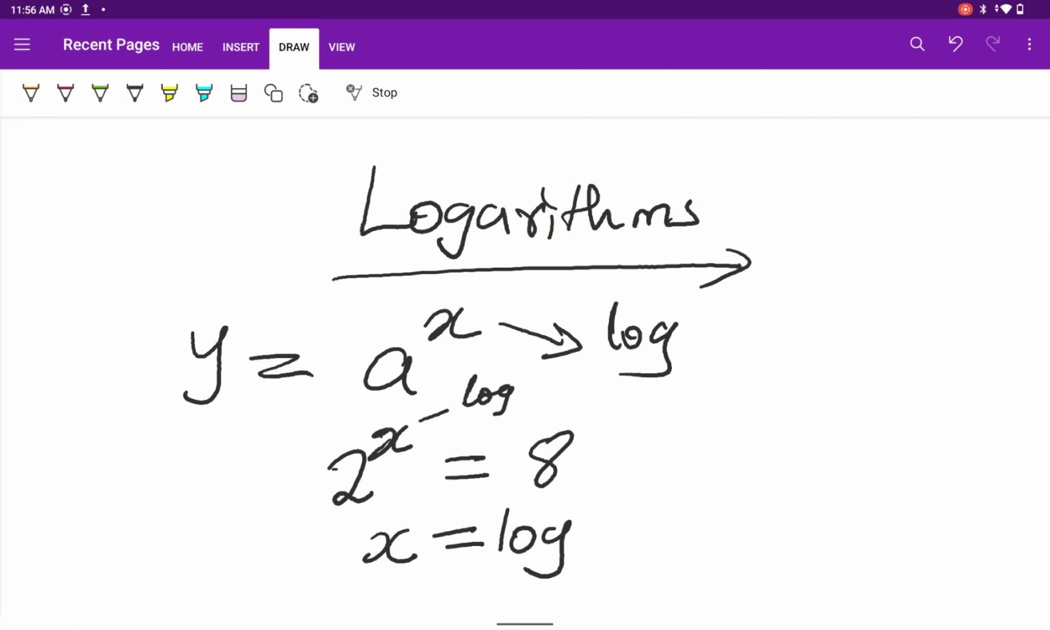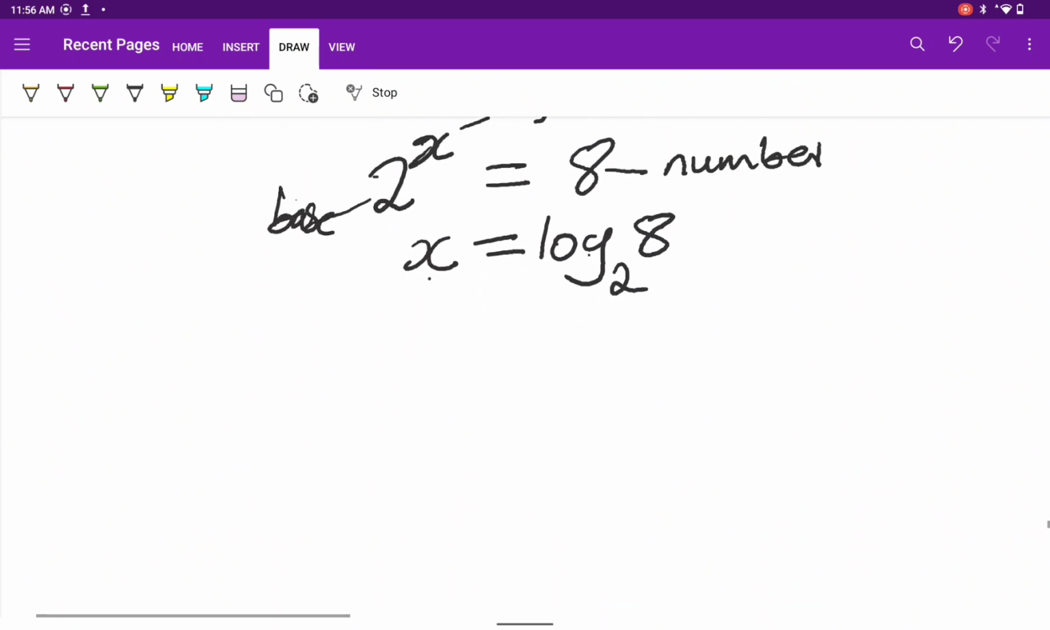If you look at this, our 2 is the base, and this 8 is the number. So the exponent is the logarithm. We say x is a log, the number is 8, and the base is 2. This helps us to calculate equations.